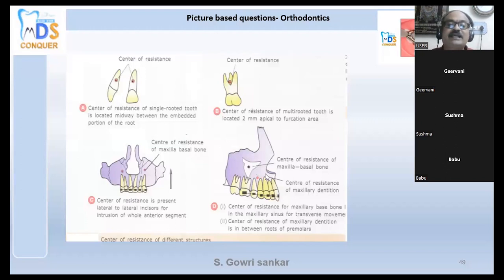So what about cervical headgear? We use a point of attachment below the center of resistance, so the maxilla tries to rotate down. What happens if it rotates down? The vertical bite increases, sorry. We will go into that in some other class. But up to this point, remember what the center of resistance is.